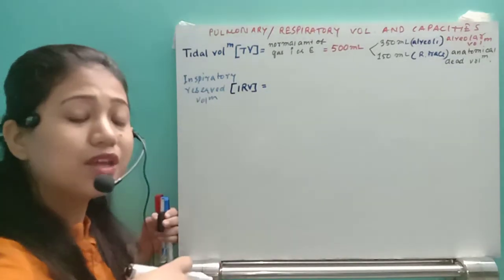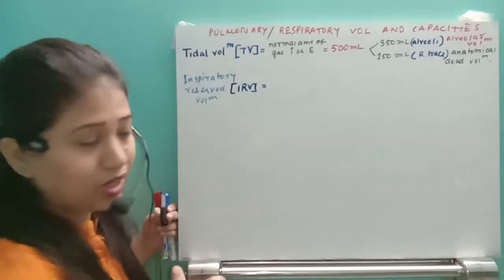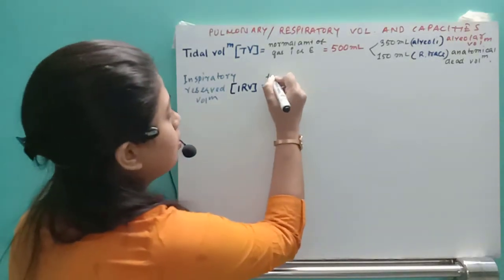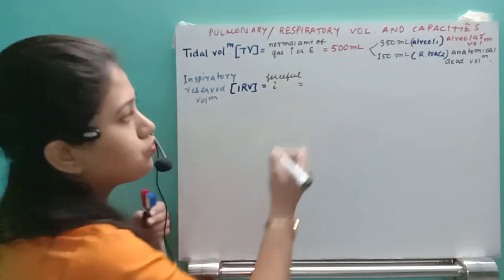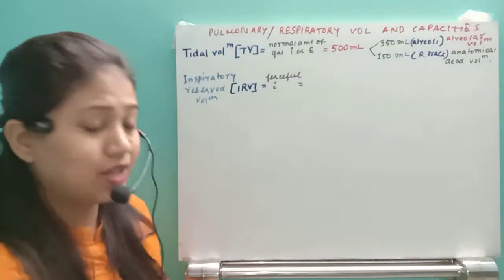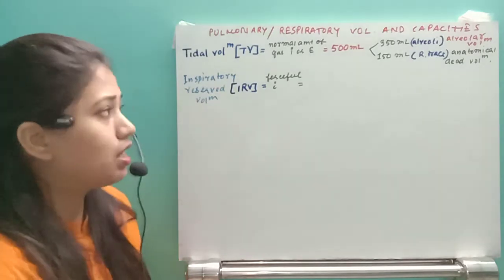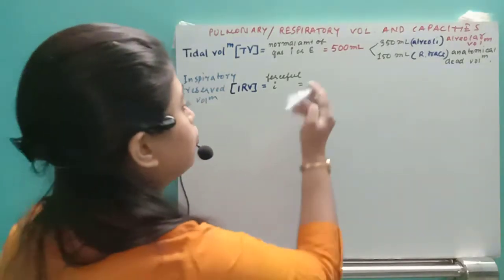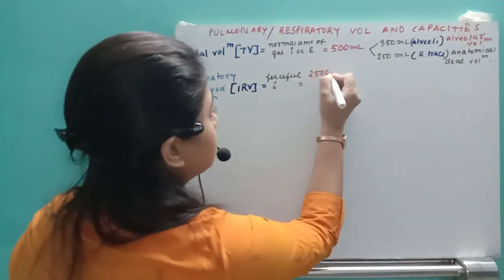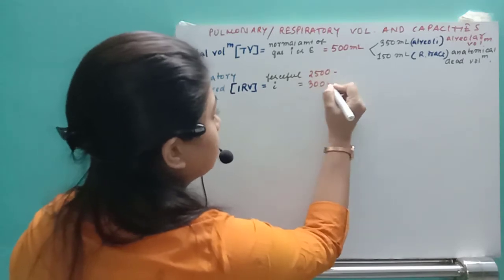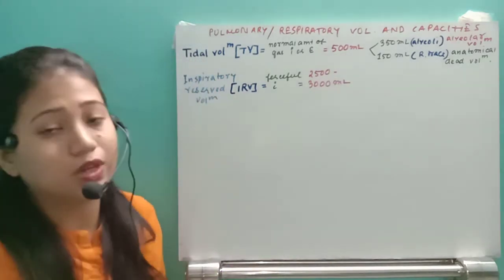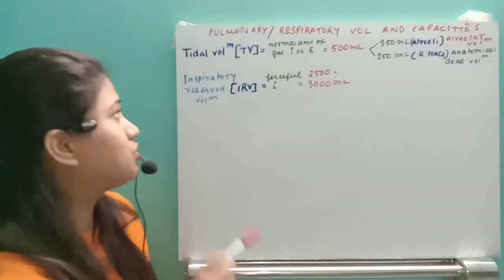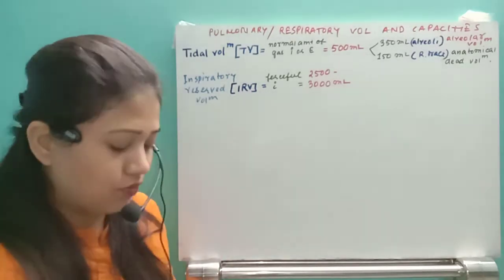How much gas can we forcefully take inside our lung? Okay, so this is the forceful inspiration. In forceful inspiration, how much gas do we take inside our lung? That is around 2500 ml to 3000 ml of gases we can take forcefully inside our lung. That is known as the inspiratory reserve volume.